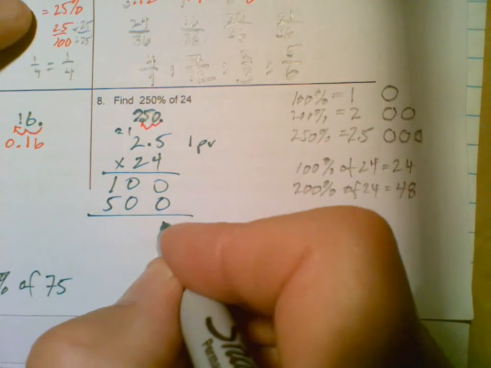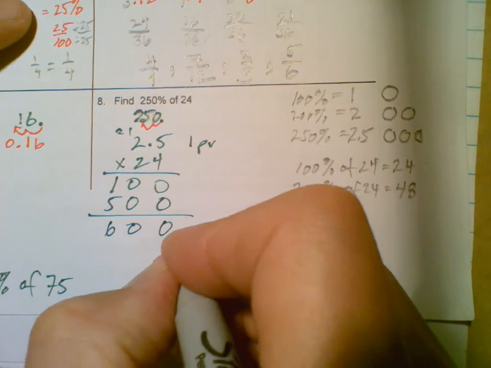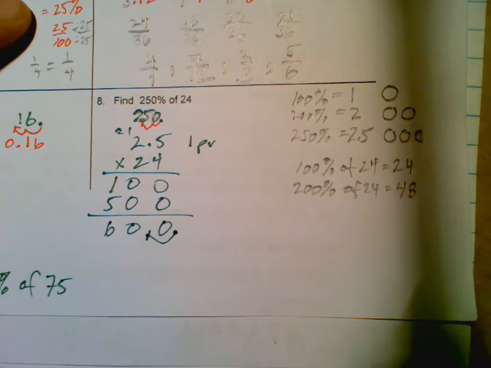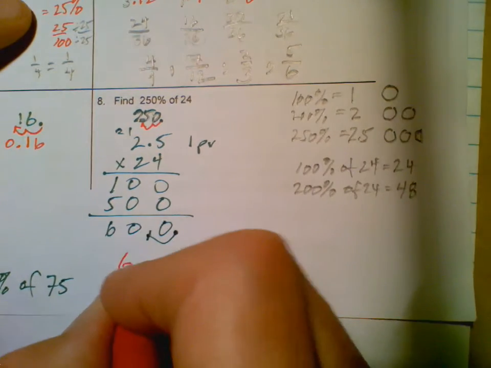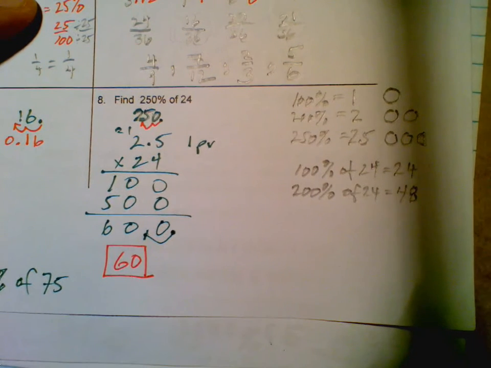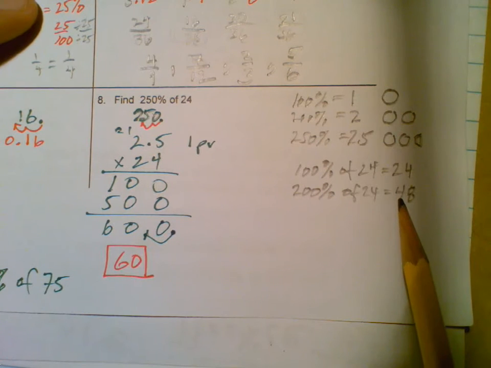Now add all these up. I have 0, 0, and 6. Here's my place value to begin with. I'm going to move it over 1 spot. And my final answer is going to be 60. Let's see if this makes sense. Certainly 60 is more than 48, so it makes sense that way.